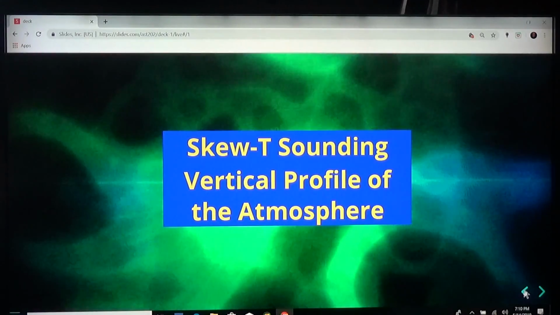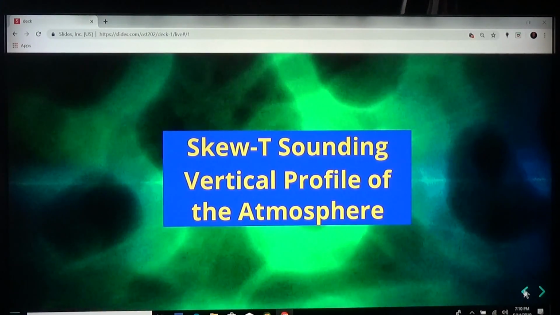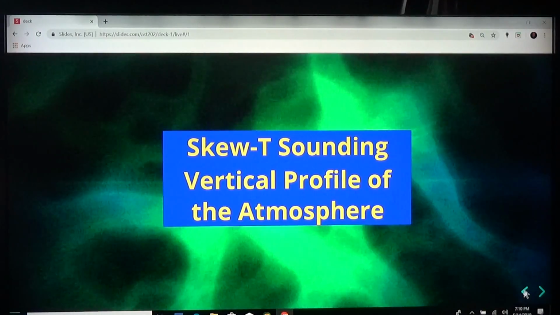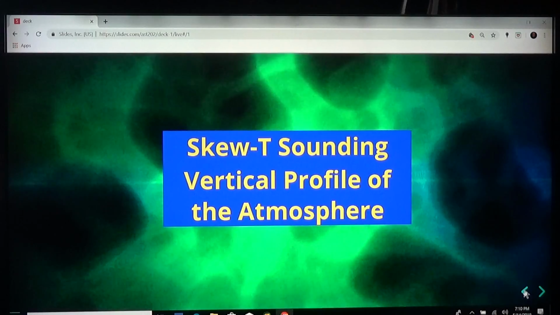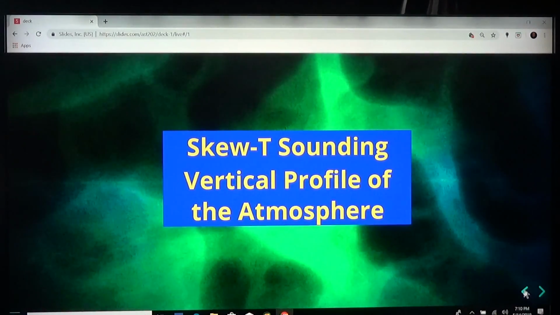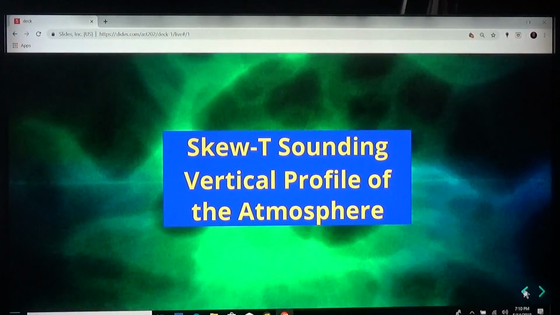All right, this will at least help you interpret some of the main features to help with pinpointing severe areas. There is a lot more information on a Skew-T sounding for the advanced meteorologist, so we're just going to try to cover the basics.